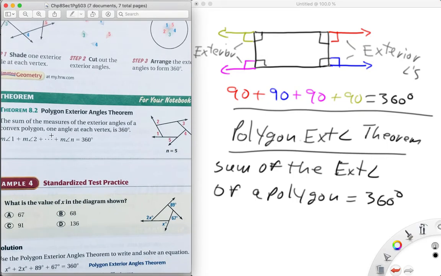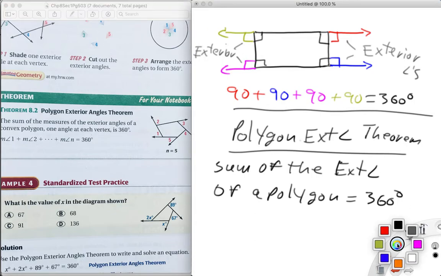Notice it says here one angle at each vertex. What it means is that I could have two exterior angles. This is also an exterior angle. This is also an exterior angle. So I can only choose one of the two exterior angles when I do this. Otherwise, I would not get 360 degrees. I would get something different, and we don't want that, do we?